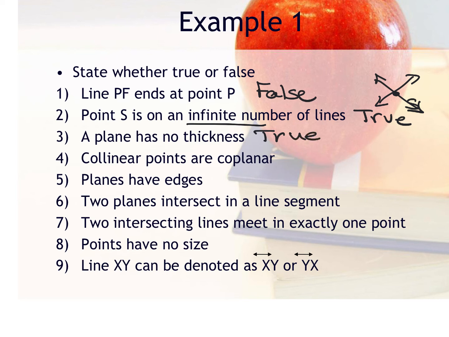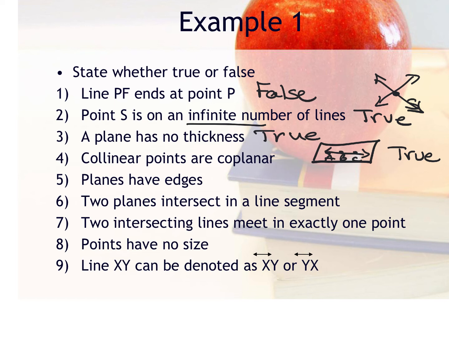The next one, collinear points are coplanar. So, okay, it is true. Yeah, it's sometimes true, but in this case, it's just true or false. So because it's sometimes true, this one is true. So the points could be all on a straight line and still be in a plane. But when we normally name a plane, we're looking for 3 non-collinear points.